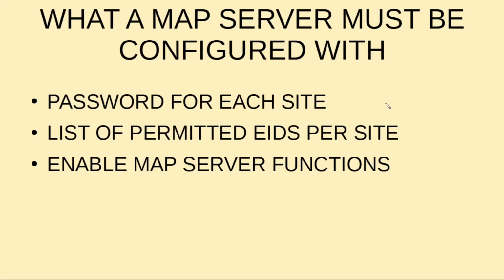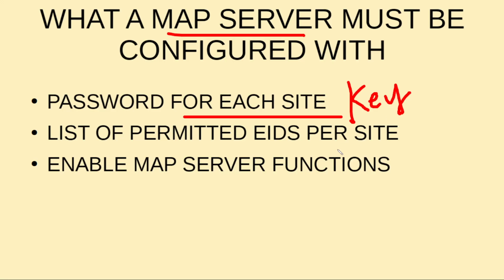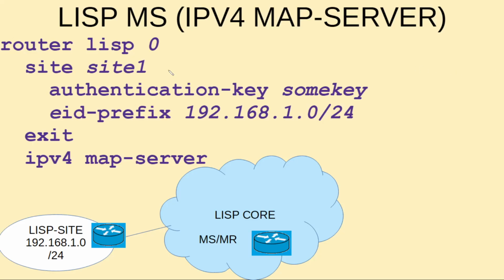Now let's think about what we need in order to configure a map server. We need to provide a key for each site. Then we need to provide the map server with the list of the EIDs that will exist per site, and then we will need to enable the map server role. So this will be the configuration for a map server.